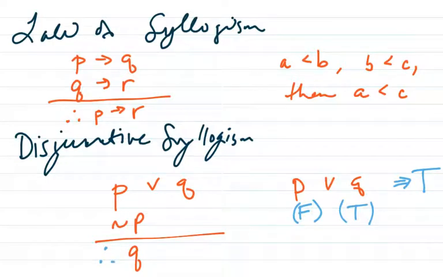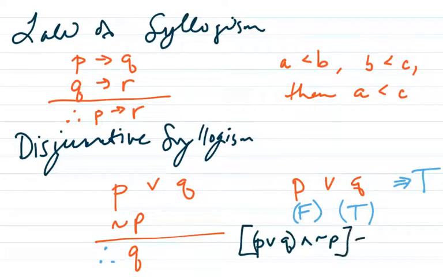Okay, if you have a disjunction and you know that one of the parts of the disjunction is false, in order for that to be true, the other part of that disjunction must be true. And again, you could set up your statement. My first premise is P or Q and not P. Does this imply Q? And you could figure out the truth table to show that that is a tautology or that it is an implication.